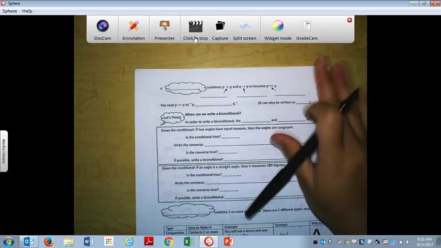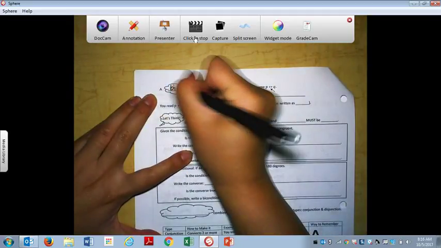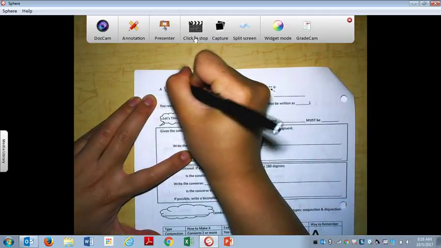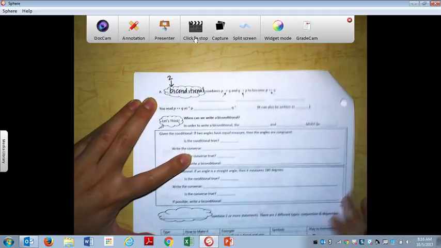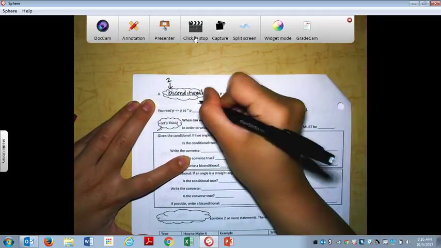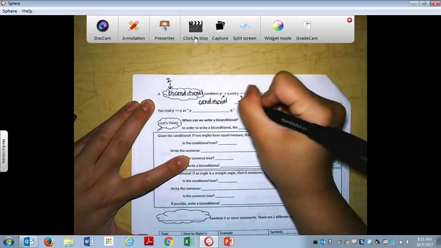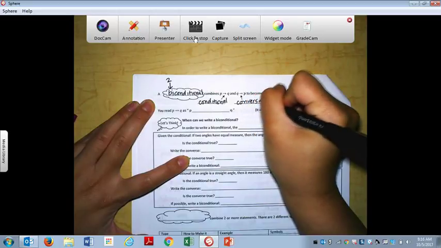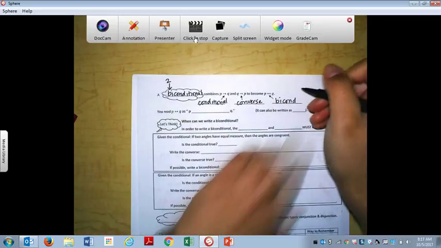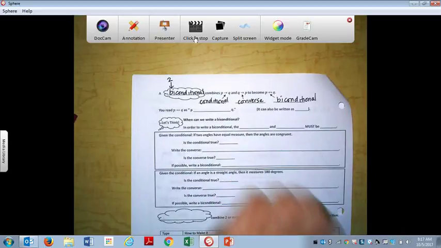What we're going to talk about next is a biconditional. Remember that the bi in Latin means two. So this combines the conditional, which is P then Q, and the converse, Q then P, to become P if and only if Q, the biconditional. You know it's the biconditional because it has the arrows in between going both ways.